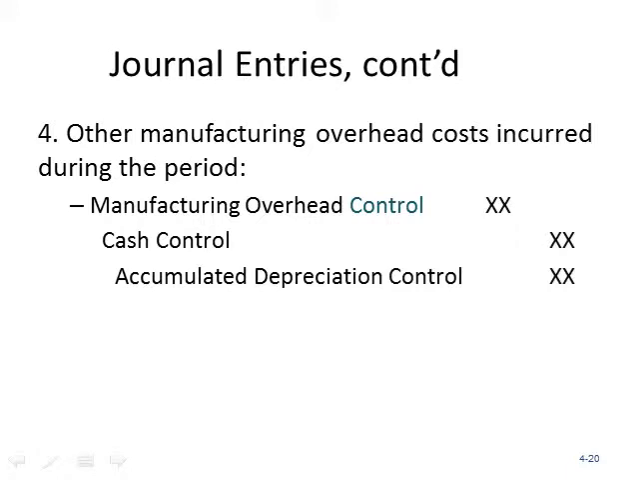Accumulated depreciation is a contra asset account, which increases with credits, and cash is an asset account, which decreases with credit. The items reflected in those transactions are associated with the manufacturing overhead control account, so we're moving them as a debit into that control account, which is essentially a type of asset account, similar to the work in process account.